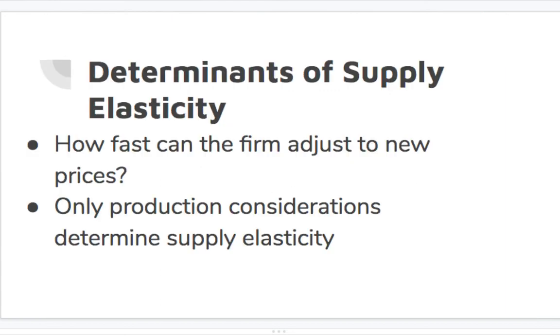So to summarize, the determinants of supply elasticity: how fast can a firm adjust to new prices? The answer is that only production considerations determine supply elasticity. So unlike demand elasticity, only production considerations determine supply elasticity. If a firm can react quickly to a change in price, then the supply is likely to be elastic. If a firm takes longer to react to a change in price, then the supply is likely to be inelastic. So that's the whole concept of supply elasticity.